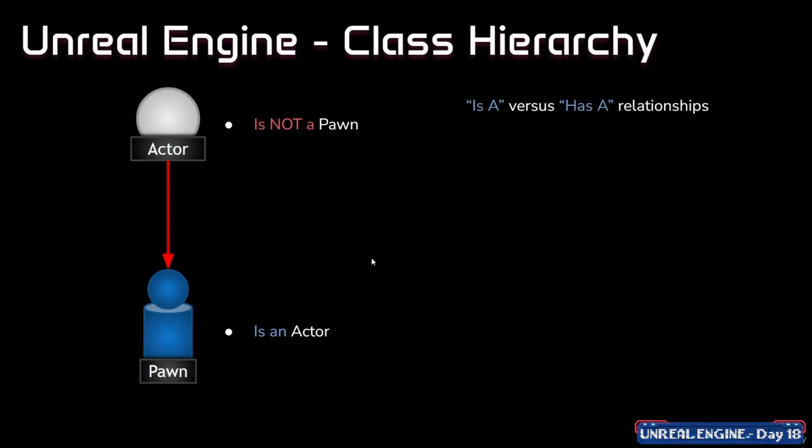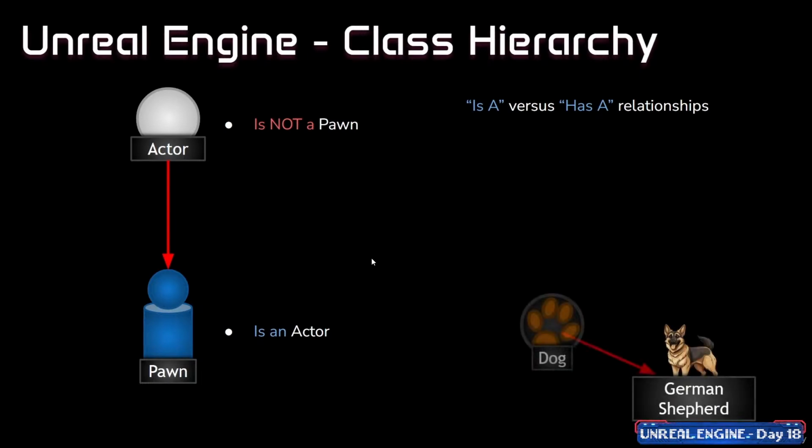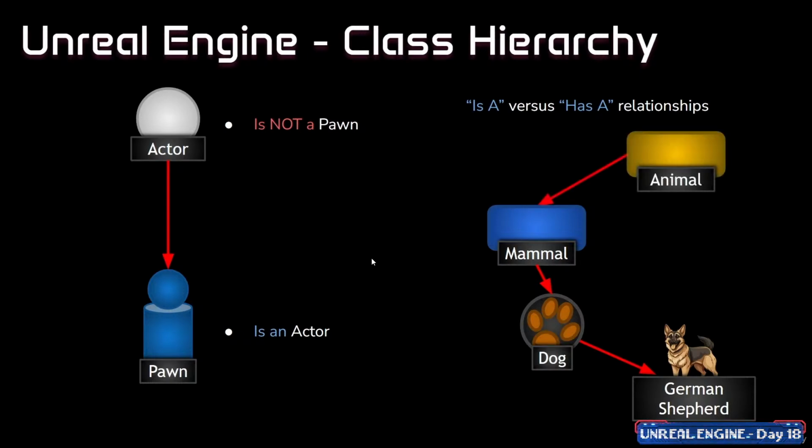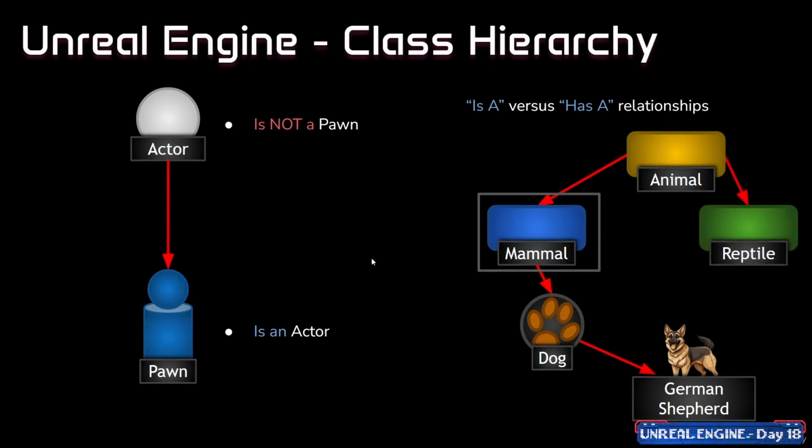Think of it this way. A German Shepherd is a dog, and a dog is a mammal, which is a type of animal. The hierarchy goes animal, then mammal, then dog, then German Shepherd. Each time we go down one level in the hierarchy, we get more specific. A mammal is a type of animal, but not all animals are mammals. Some animals are reptiles, which are not mammals, right?